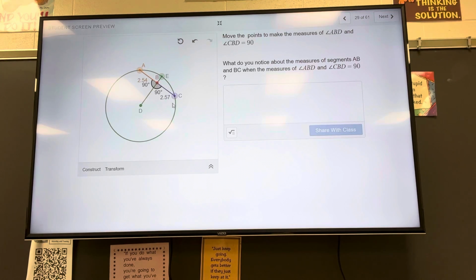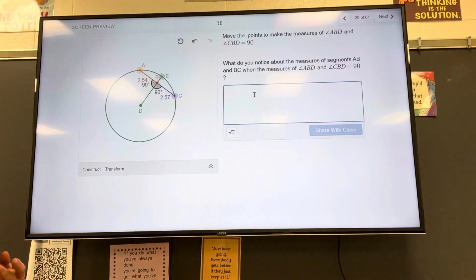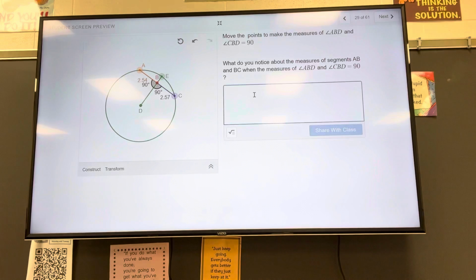What do you notice about the measures of the segments AB and BC? Now this question is worded slightly differently. It's asking about the measures of the segments. Measures of segments are numbers and those are equal. So we can say they are equal.